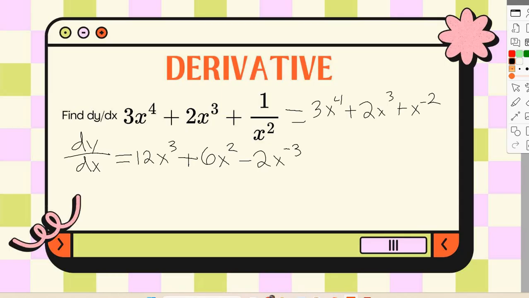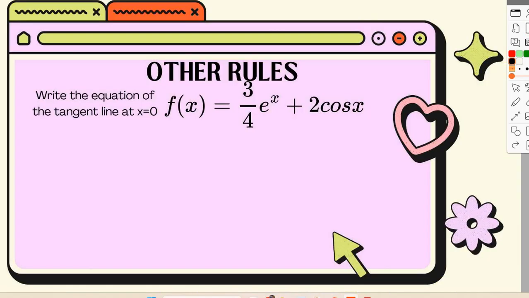What questions do you have? Okay. Let's look at one using our other rules that we learned. I have an e to the x and a cosine. So it says write the equation of the tangent line at x equals 0. What are the two things I need to write the equation of a line?